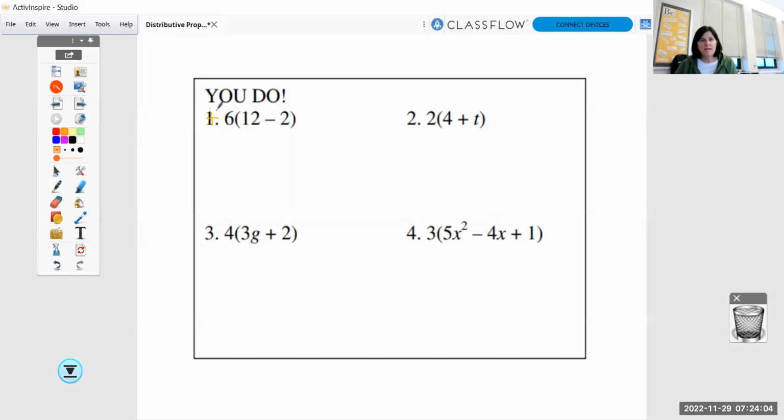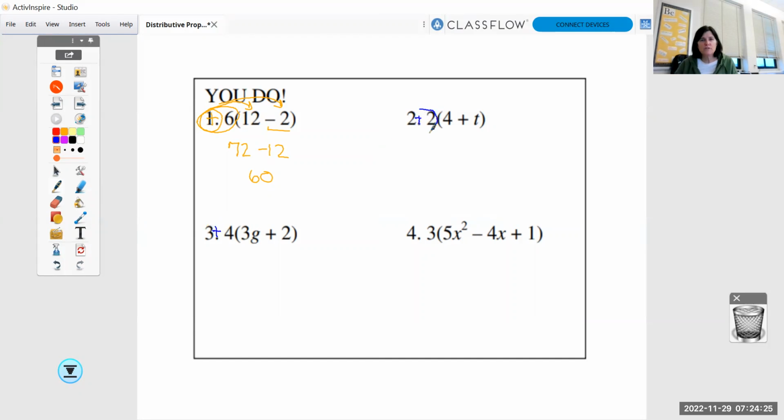All right, now that you're done, I'm going to quickly go through these problems. We have to multiply. 6 times 12 is 72. 6 times negative 2 is minus 12. So 72 minus 12 is 60. Did you get it right? Did you find a good mistake? Remember, fix your mistakes if you made them.